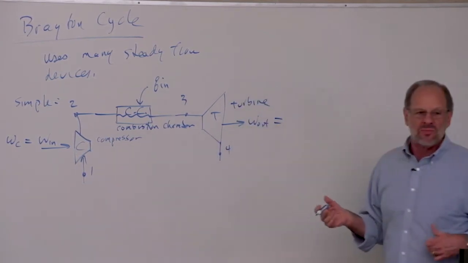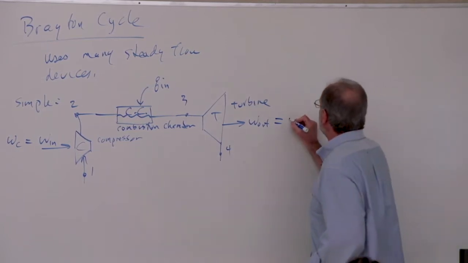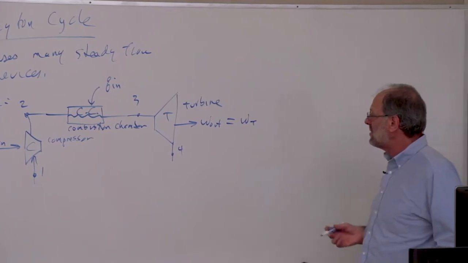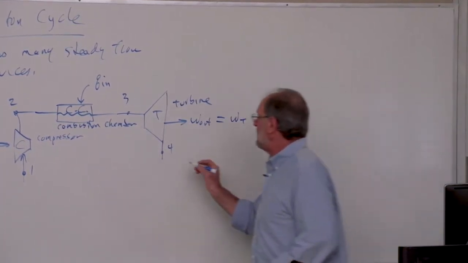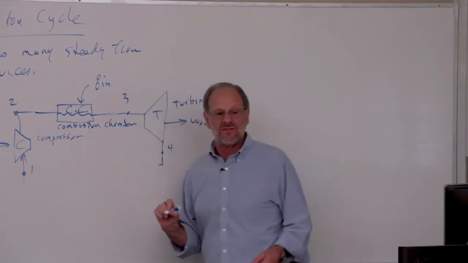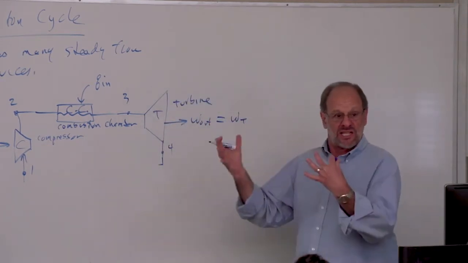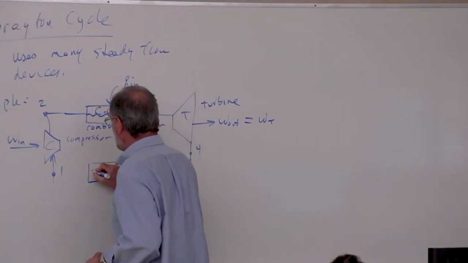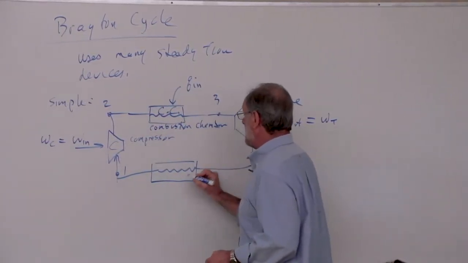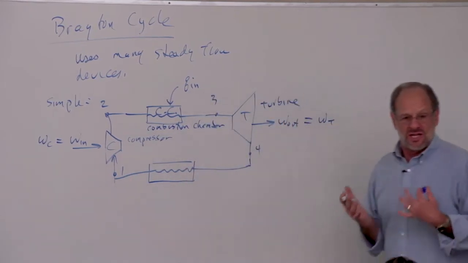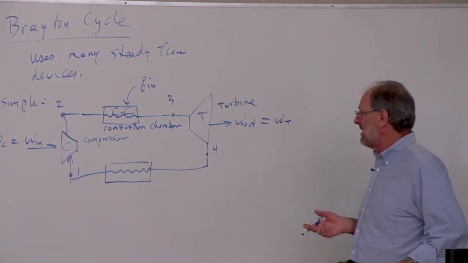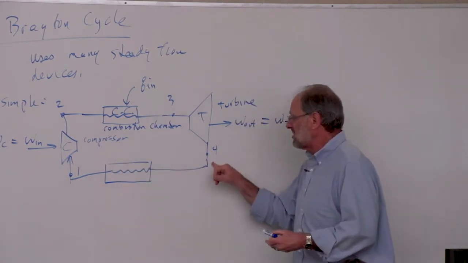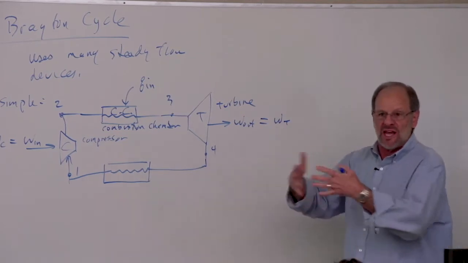By the way, the work output from a turbine is often just shown as WT instead of writing the words work out. So this is the turbine work output. And then lastly, what leaves the turbine is still going to be at an elevated temperature. We have to reject heat from it. So here is another heat exchanger. And this heat exchanger is, again, not really a heat exchanger. In the real world, this is just the environment. You're taking those exhaust gases from the turbine and you're simply dumping them out into the environment.